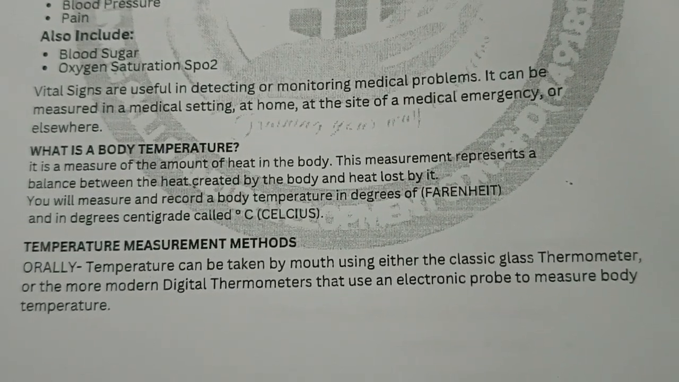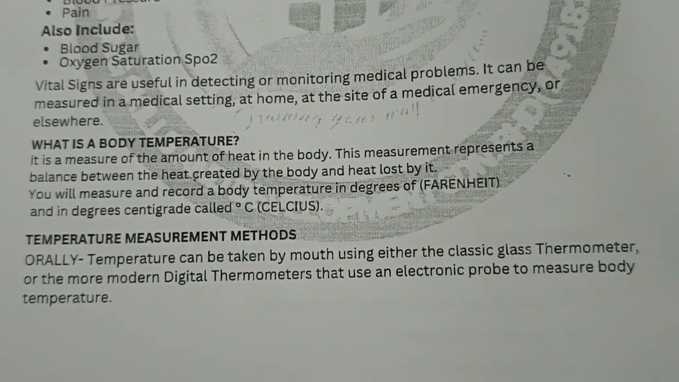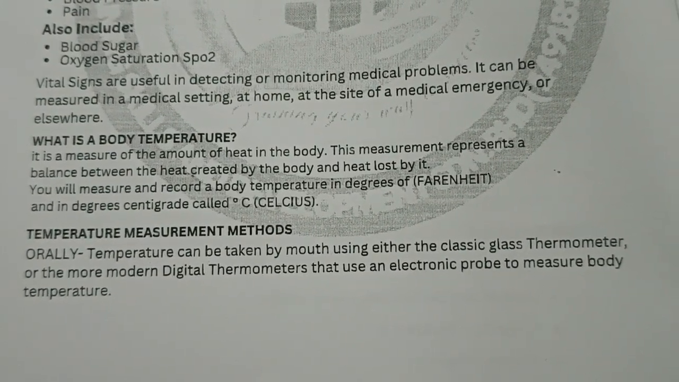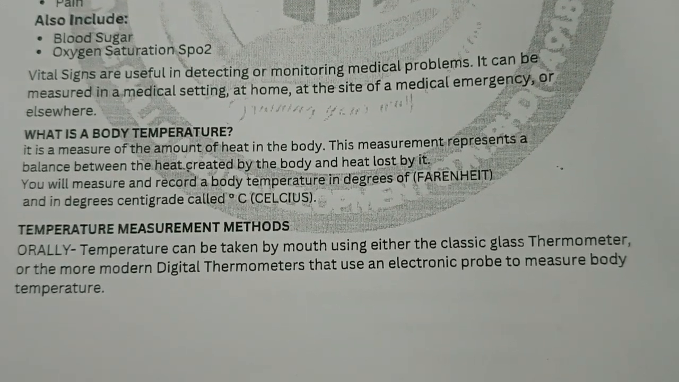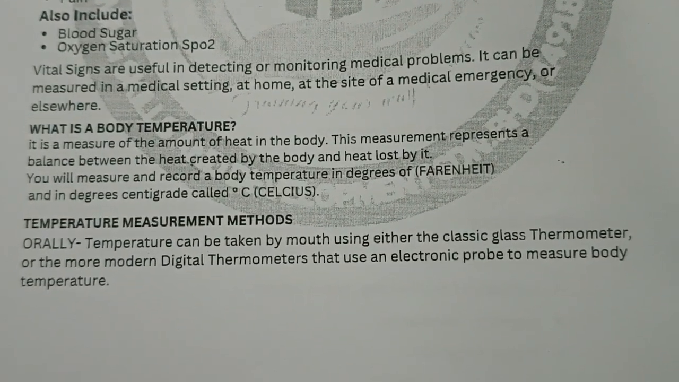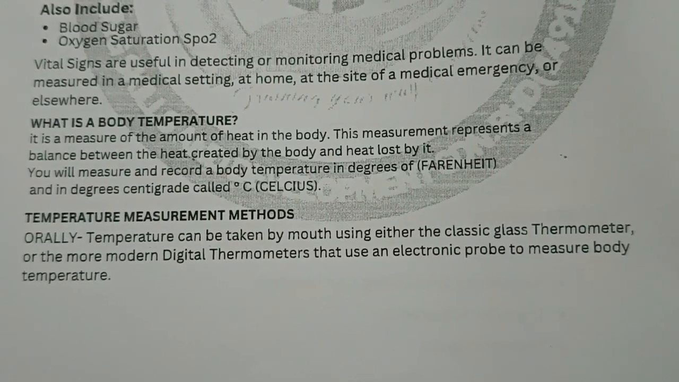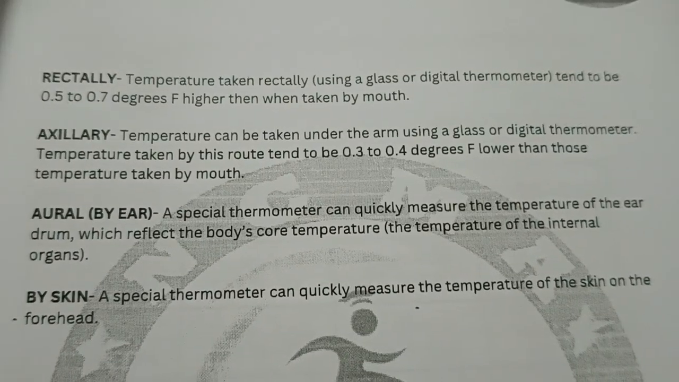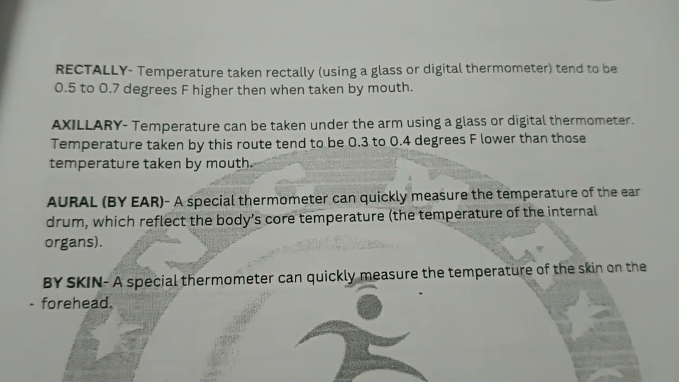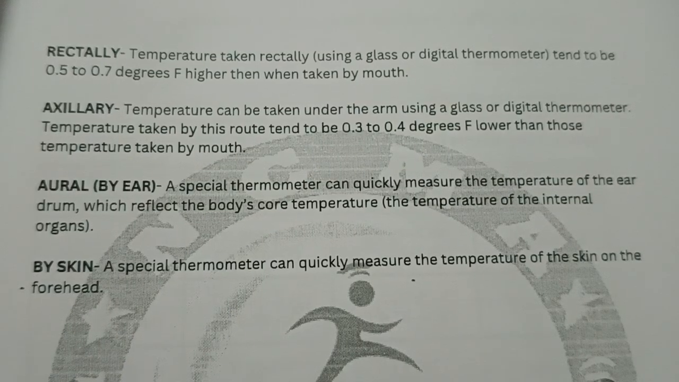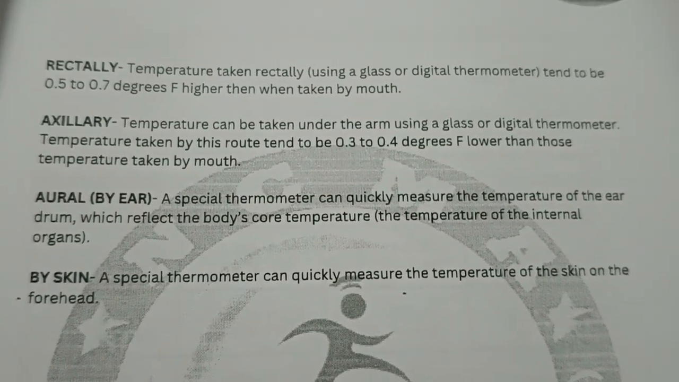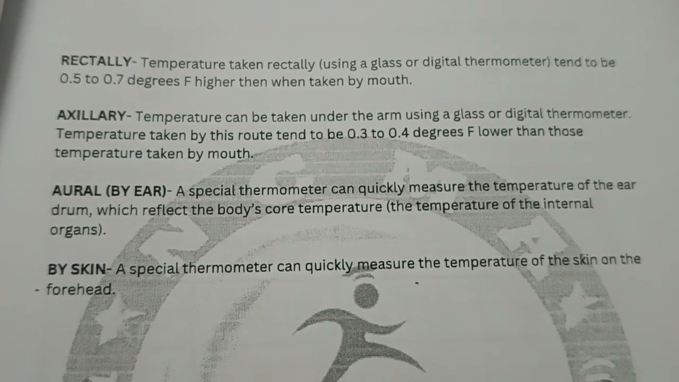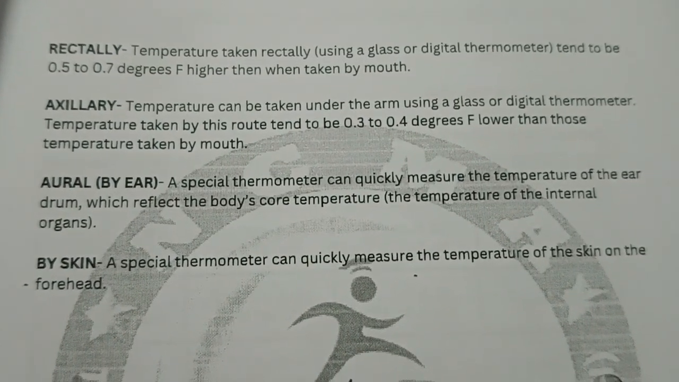Temperature measurement methods. Number 1, orally. Temperature can be taken by mouth using either the classic glass thermometer or the more modern digital thermometers that use an electronic probe to measure body temperature. Number 2, rectally. Temperatures taken rectally using a glass or digital thermometer tend to be 0.5 to 0.7 degrees Fahrenheit higher than when taken by mouth.